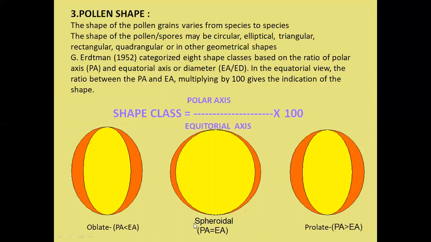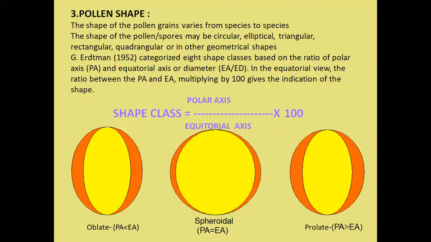The second type is spheroidal, that is nothing but a circular shape. In these pollen grains, normally the polar axis and the equatorial axis are the same length, so that is spheroidal. But the third type of pollen shape is prolate. In the prolate pollen grain, the polar axis is greater than the equatorial axis. So based on that, we can easily classify.